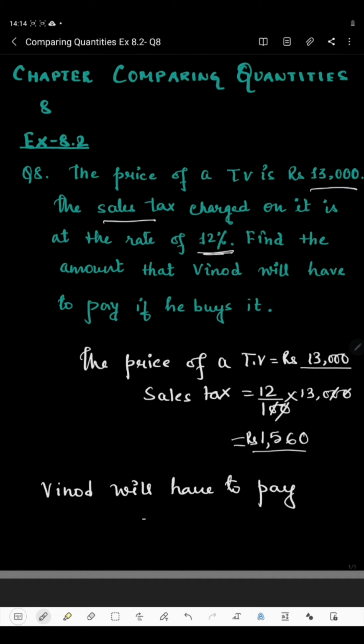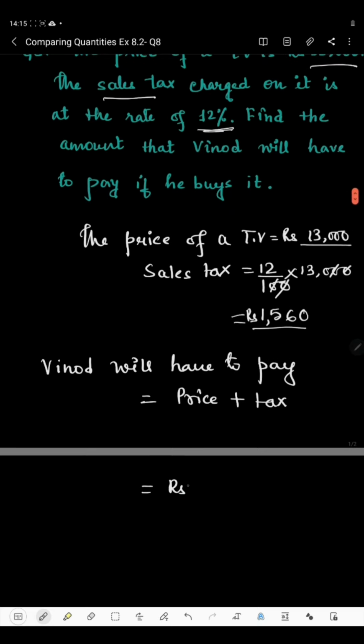the price of a TV which is 13,000, and along with this he has to pay the tax also. So the price of a TV is rupees 13,000, and along with this he has to pay the tax which is of 1,560 rupees. So 0 plus 0 is 0, 6 plus 0 is 6, 5 plus 0 is 5, 1 plus 3 is 4, and 1. So it's 14,560 rupees. So that means Binod will have to pay rupees 14,560 if he wants to buy the TV.